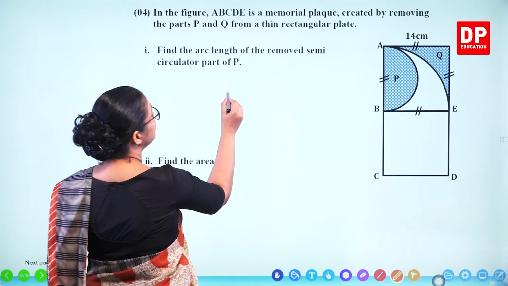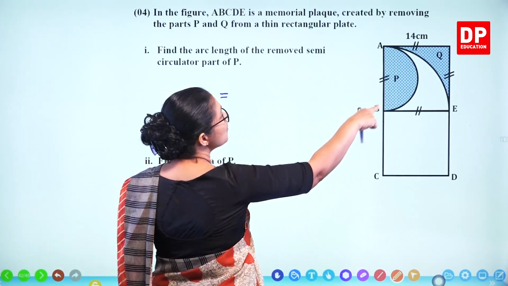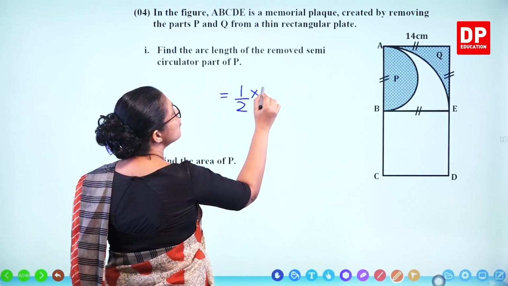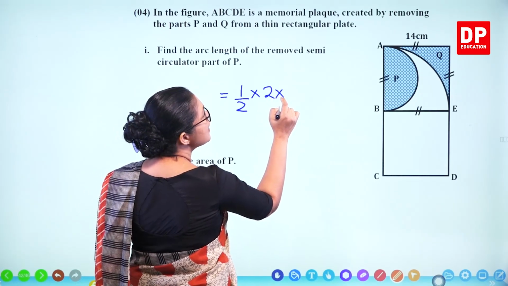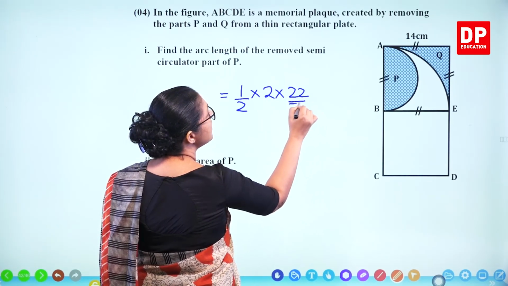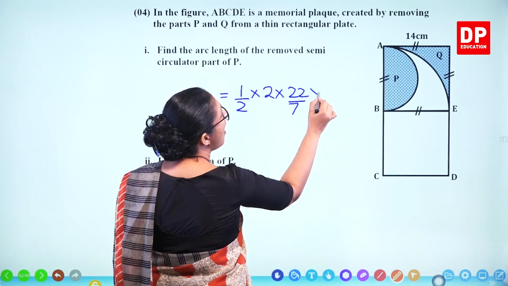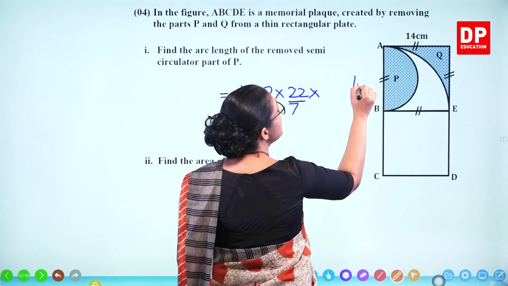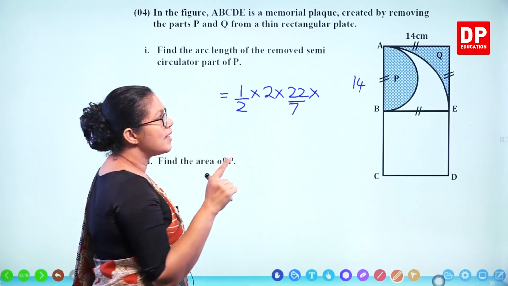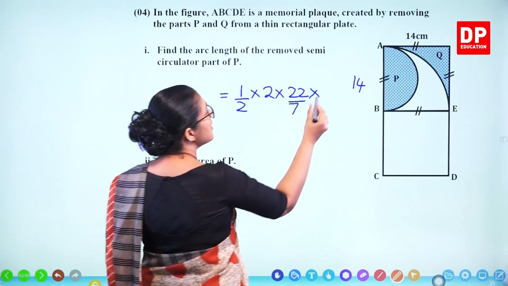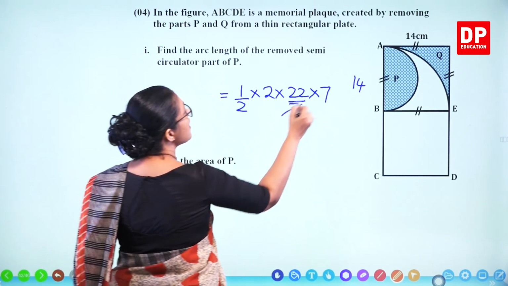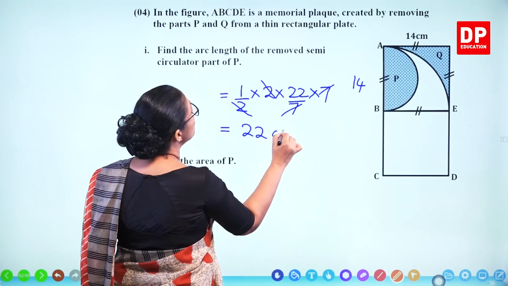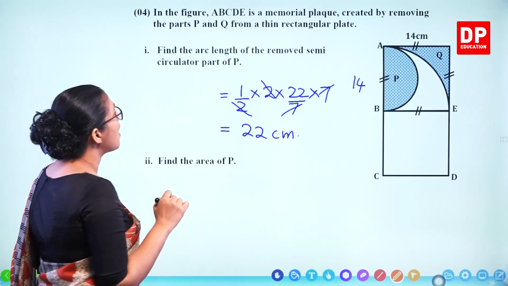So arc length, this one, half into 2 pi r. 2 pi. What is pi? 22/7 and r. R is here. Diameter is 14 because those 2 lengths are equal. So that means 7. So 7, 7, 2 with 2. So you get 22 centimeters for the arc length.